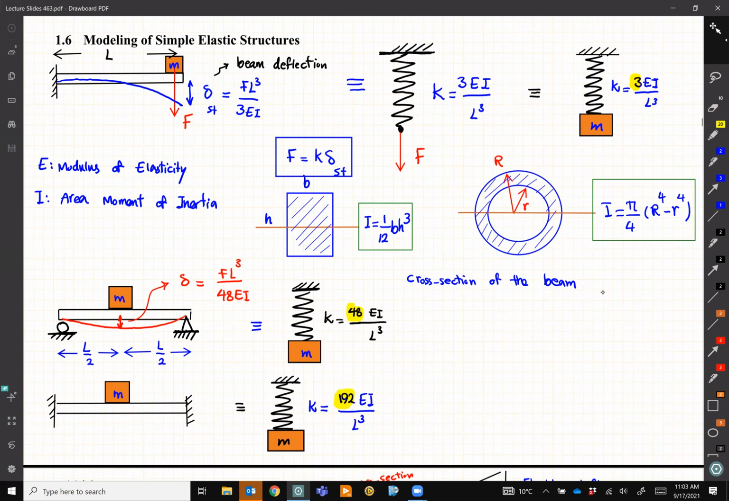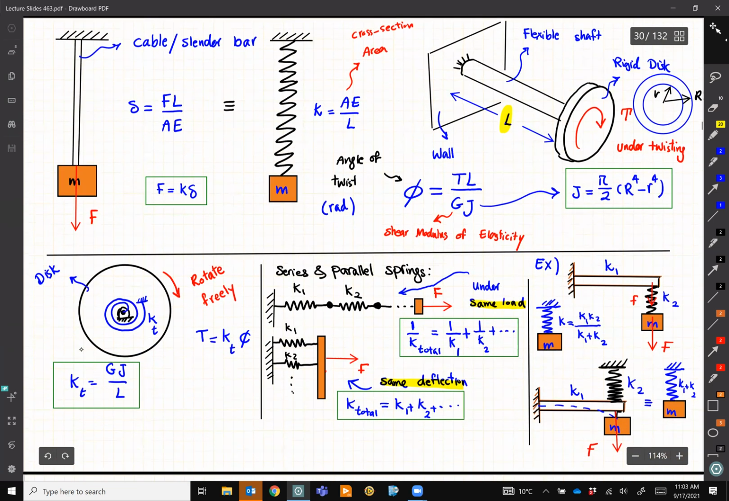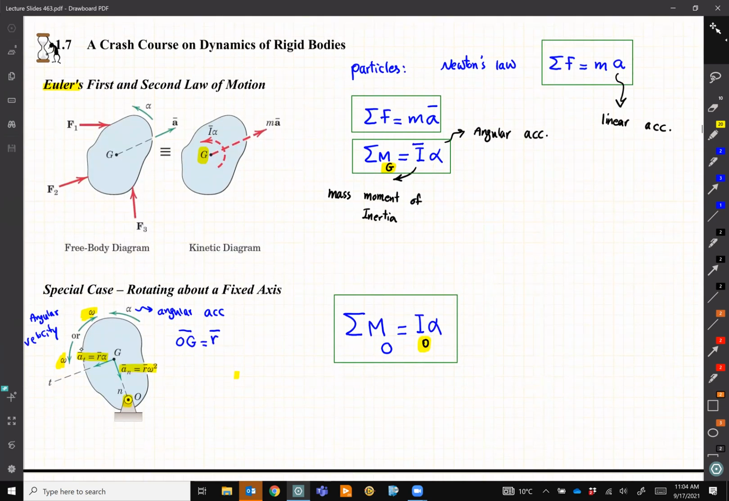We like to deal with springs, right? And you saw how we can change a cantilever beam to a linear spring, or similarly, a simple beam to a spring. And similarly for a cable, and then later for something which is under torsion, right? After that, we said we are going to do a brief review of dynamics.